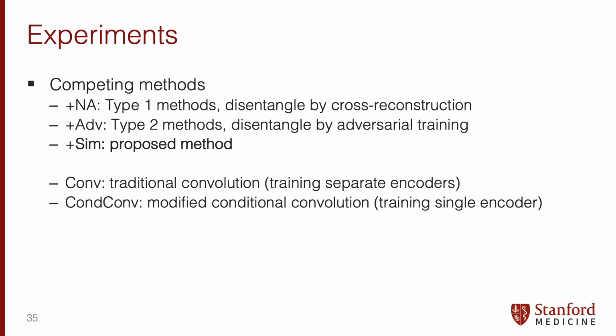We compare our method with 2 types of existing methods. Plus NA means disentangled by cross reconstruction. Plus ADV means disentangled by adversarial training. And plus SYN is our proposed method. Also, conv denotes training separate encoders for each modality using traditional convolution, while cond-conv denotes training a single set of encoders by the proposed modified conditional convolution.